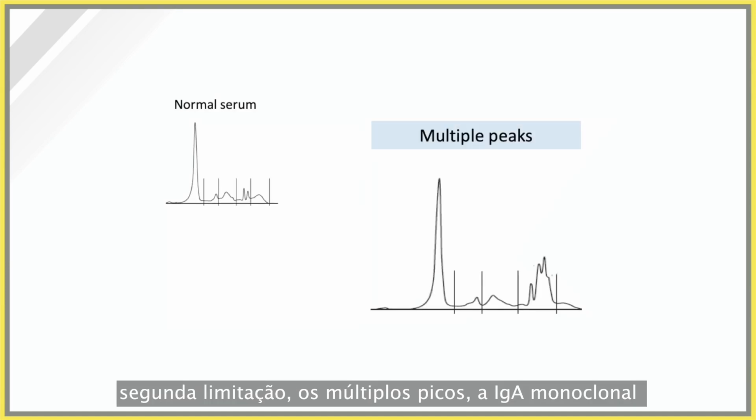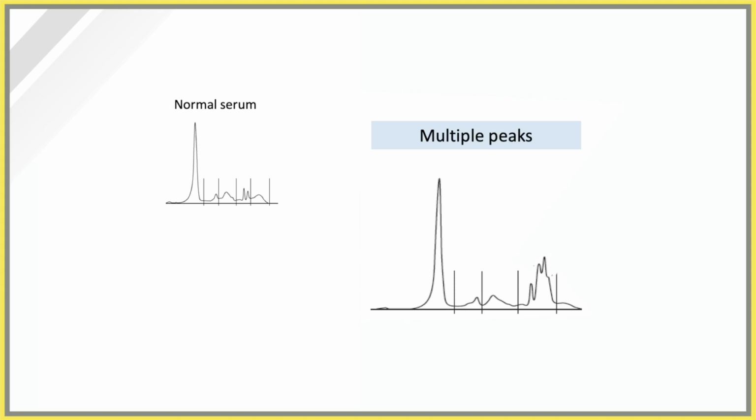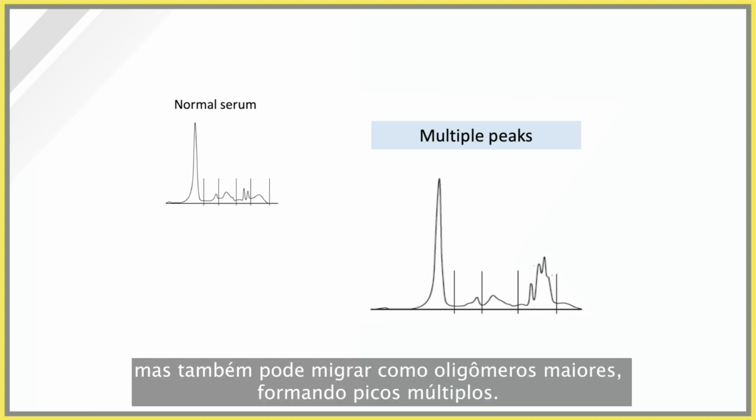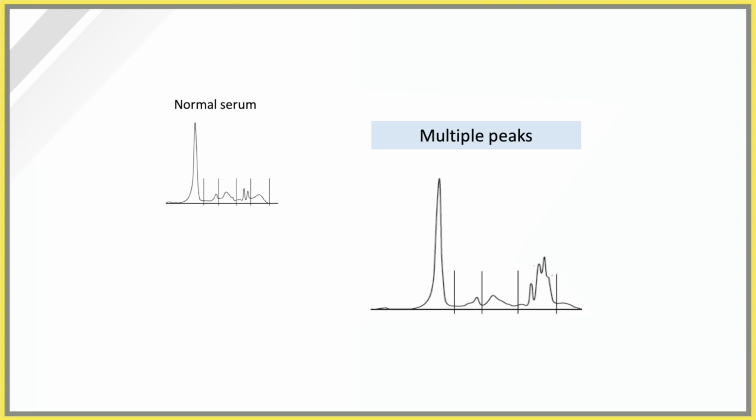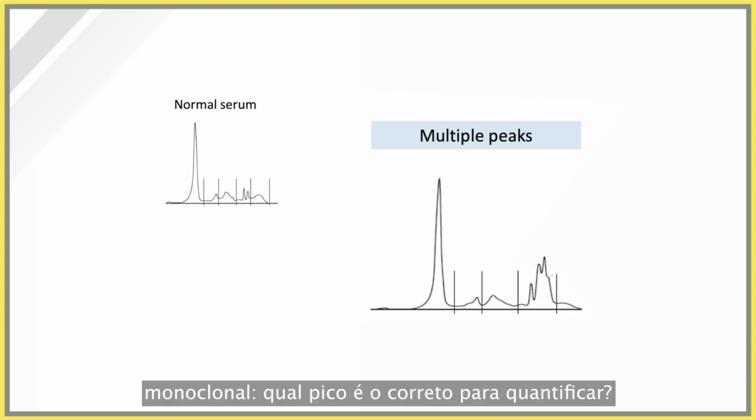Moving on to the second limitation of multiple peaks. Monoclonal IgA can exist in both monomeric and dimeric structure, but can also migrate as larger oligomers forming multiple peaks. These multiple peaks make it extremely difficult to accurately quantify the monoclonal component. Which peak is the correct peak to choose to quantify?